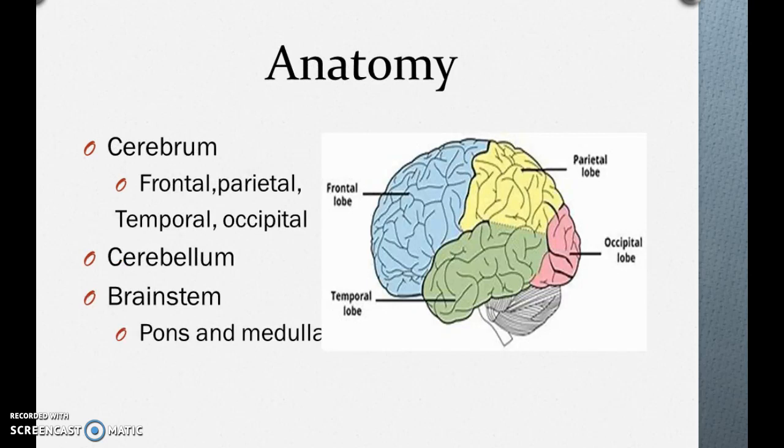The next part I want to discuss is the anatomy. You have your cerebrum, which is made up of 4 lobes. As shown in the picture, you have the frontal lobe, parietal, occipital, and temporal. Another part of the brain is the cerebellum, and finally the brainstem.